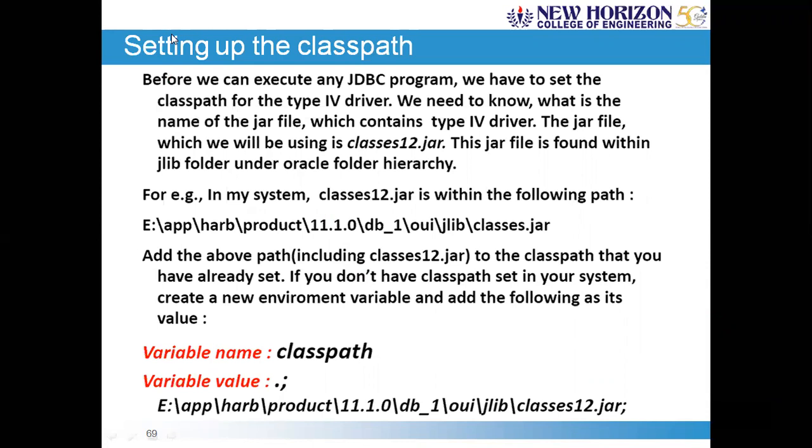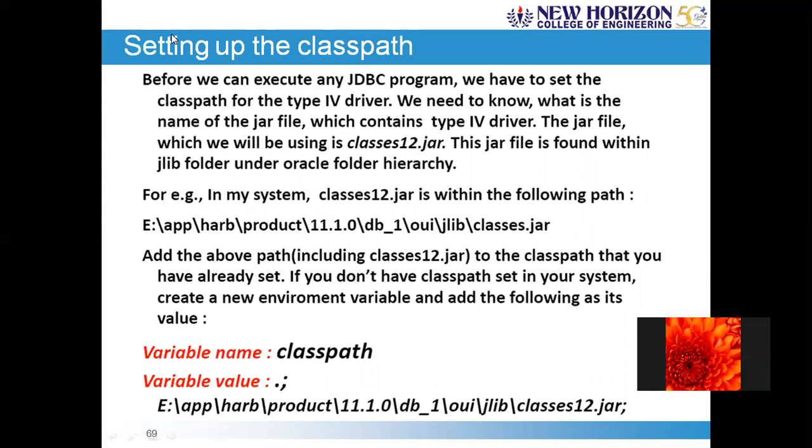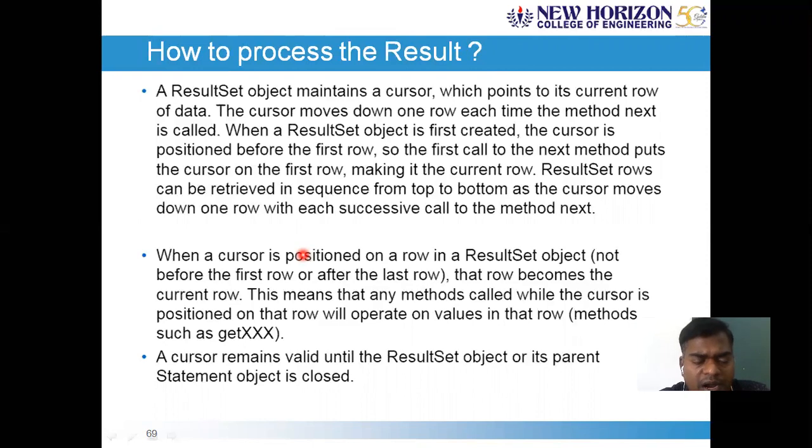if a virtual cursor is referring to, say, the 6th row, then whatever attributes you want, you can extract those attributes using the getX methods. And the cursor remains valid until the result set object or its parent statement object is closed.